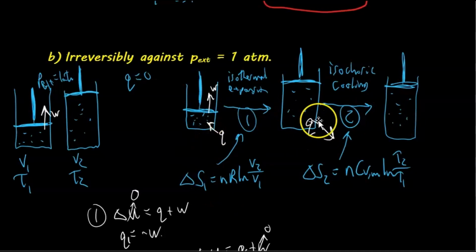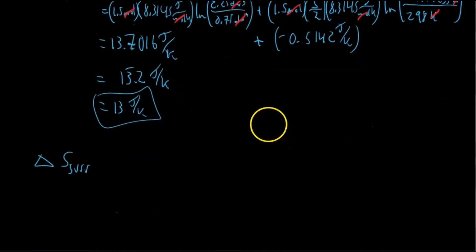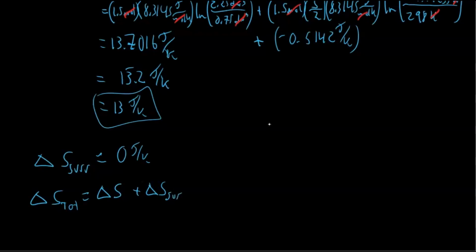But if we look here, what's happening to the surroundings? Well, the surroundings are losing energy as heat, but they're also getting that energy back as heat. So there's no net transfer of energy as heat in these two steps. The surroundings are gaining energy as work, but work doesn't directly increase the entropy. So it's a wash here. The heat transfer comes in and it comes out. So the change in entropy of the surroundings is going to be 0 joules per Kelvin, and the total change in entropy of the universe is equal to the change in entropy of the system plus the change in entropy of the surroundings. So that's 13 joules per Kelvin plus 0 joules per Kelvin equals 13 joules per Kelvin. It's positive. This is a spontaneous process.